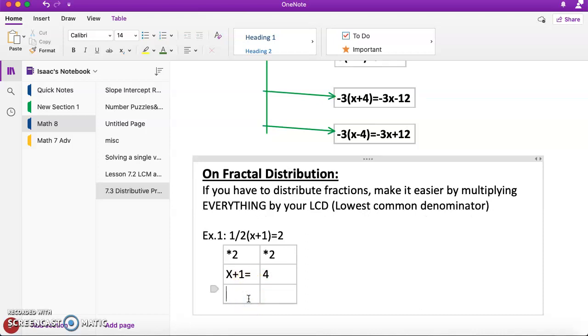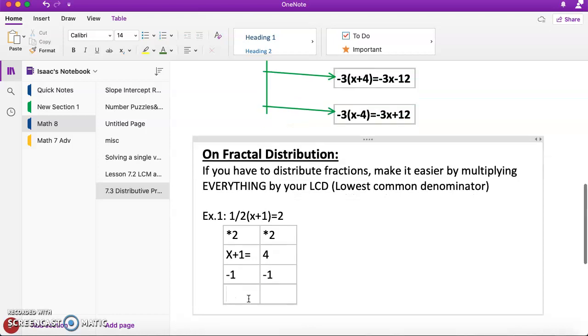And now I can solve the rest pretty quickly. I just have to say minus 1, x equals 3.